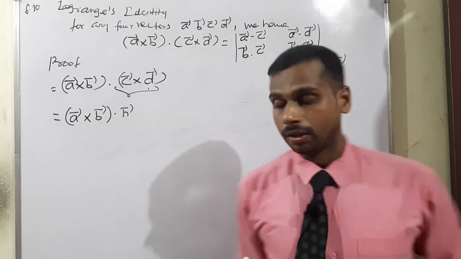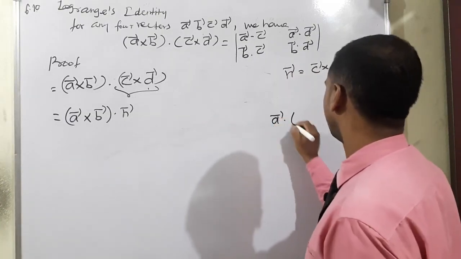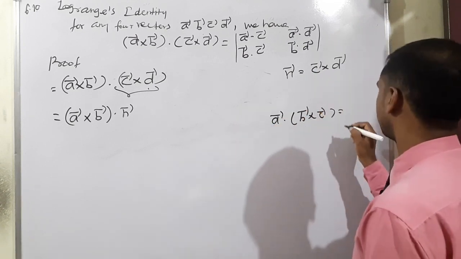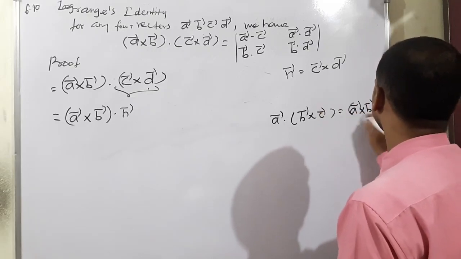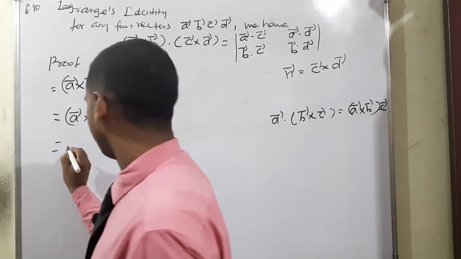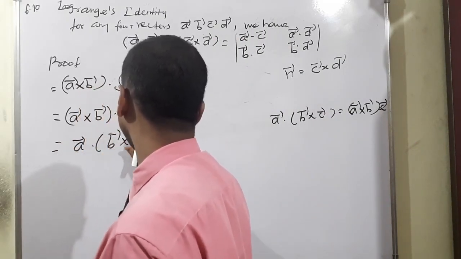Already we know the condition, A vector dot B vector cross C vector, we can write by just interchanging, A vector cross B vector dot C vector, isn't it? So just we have to interchange. What will happen? So A vector dot B vector cross N vector, isn't it?